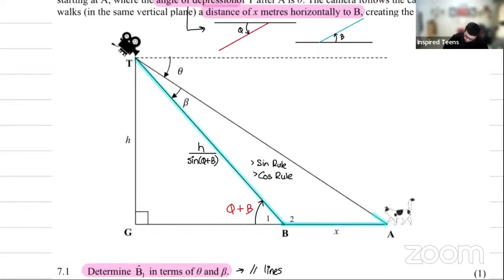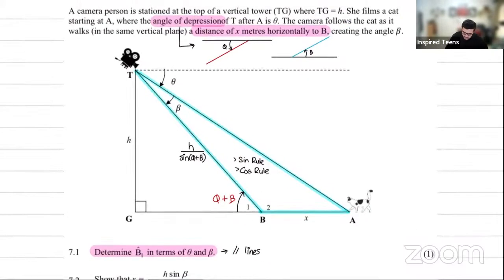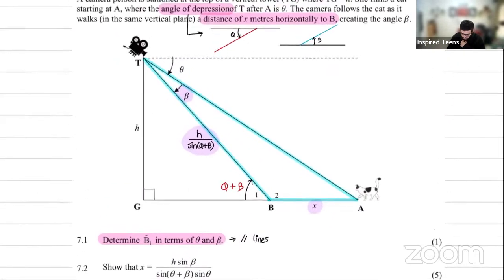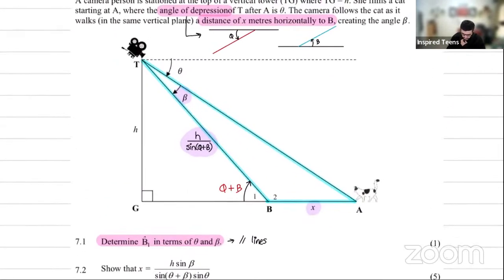Now we work with our non-90-degree triangle, ABT. In this non-90-degree triangle, we have two options, sine rule or cos rule. Let's assess what we have and what we don't have. We have an angle, we have a side, and we have a side. So we have two sides and one angle. Do we have anything else?